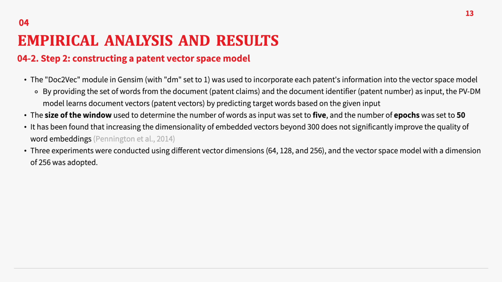For parameter settings, the window size, which determines the number of words considered as input, was set to 5. The number of epochs was set to 50 for effective training. Previous research has shown that increasing the dimensionality of word embeddings beyond 300 does not significantly improve quality. So 3 experiments were conducted with vector dimensions of 64, 128, and 256. In the end, the vector space model with a dimension of 256 was selected.